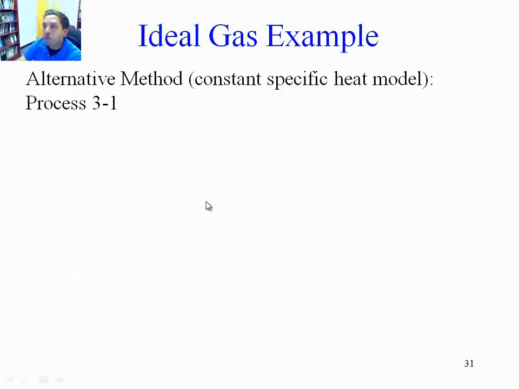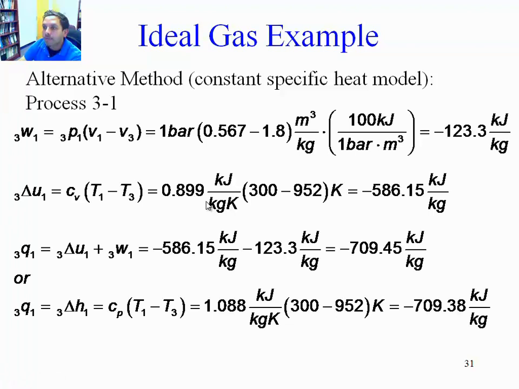Now in the process from 3 to 1, we have the work the same way. It's an isobaric process, so pressure times delta V leads to the work of minus 123.3. That doesn't change. The change in energy is Cv times delta T. Cv was calculated at 0.899 from the table. Delta T is 300 minus 952. That leads to minus 586.15. From the first law of thermo, delta U added to the work gives us a heat of 709.45. Again, released. Before it was 728, now we're at 709. So these are quite different numbers when we use this method.